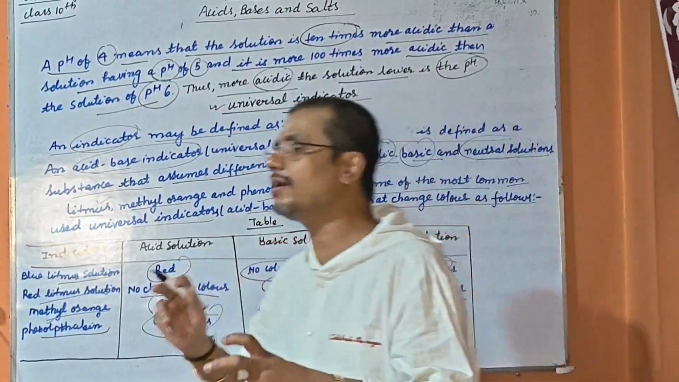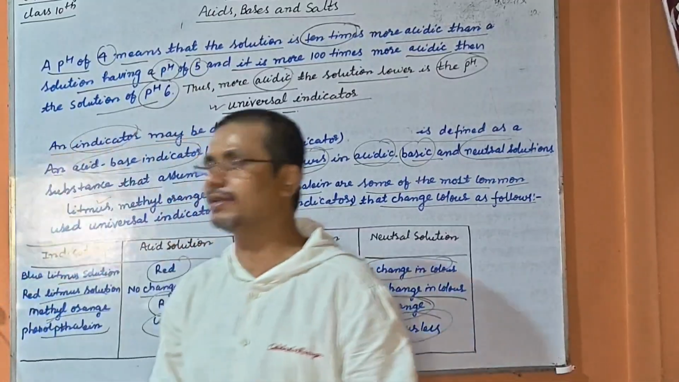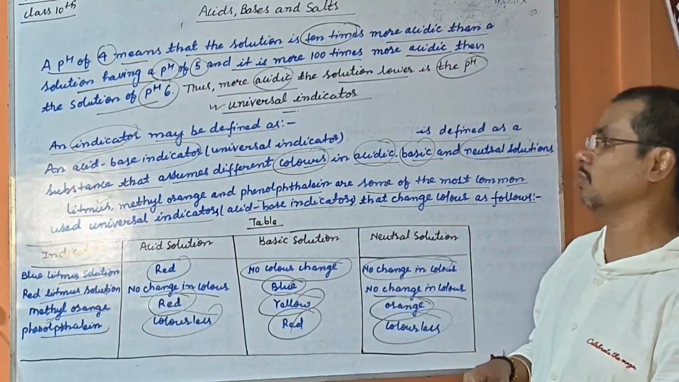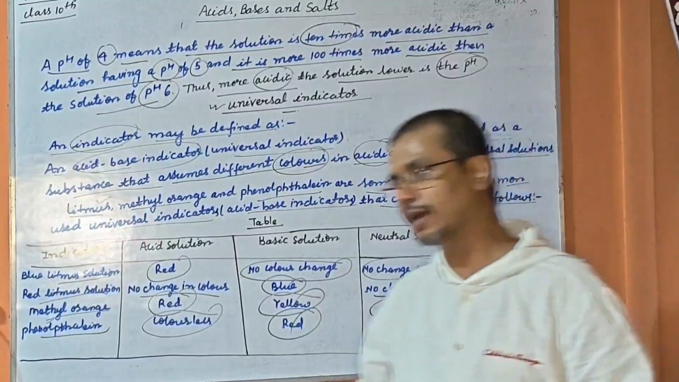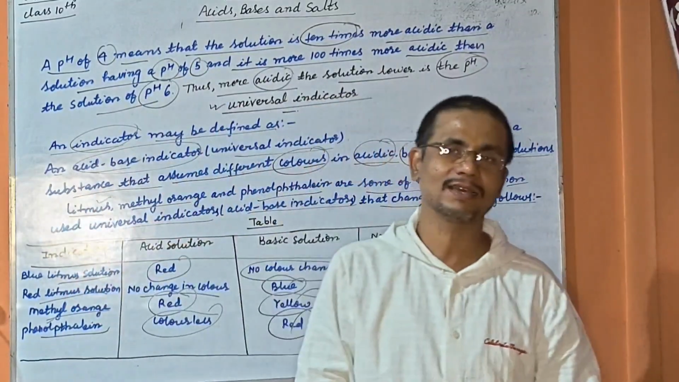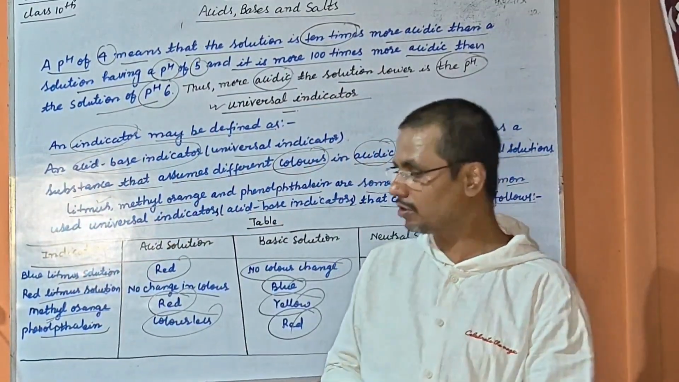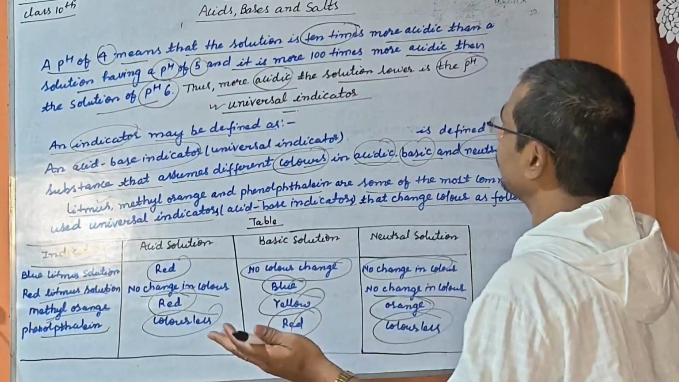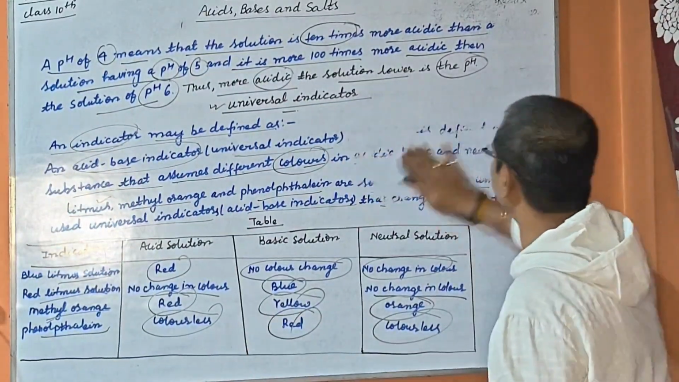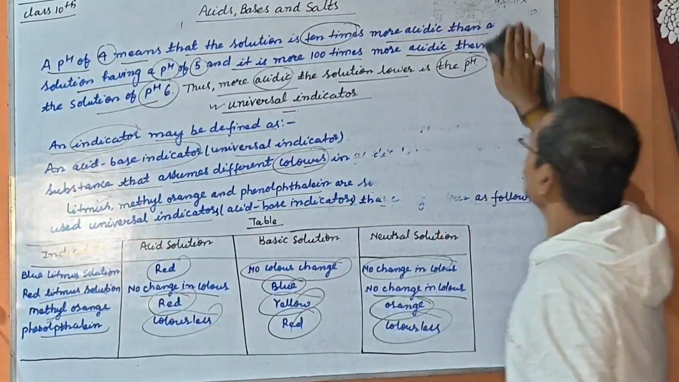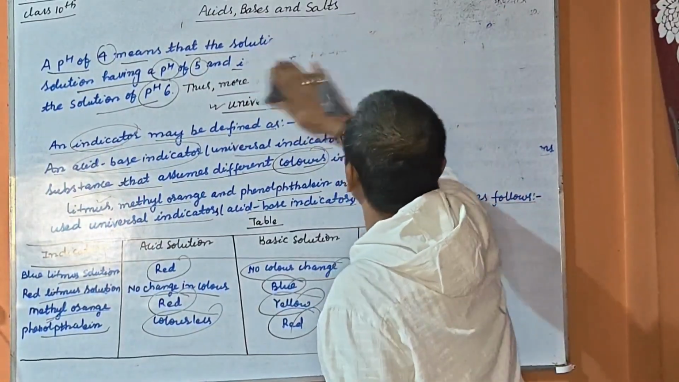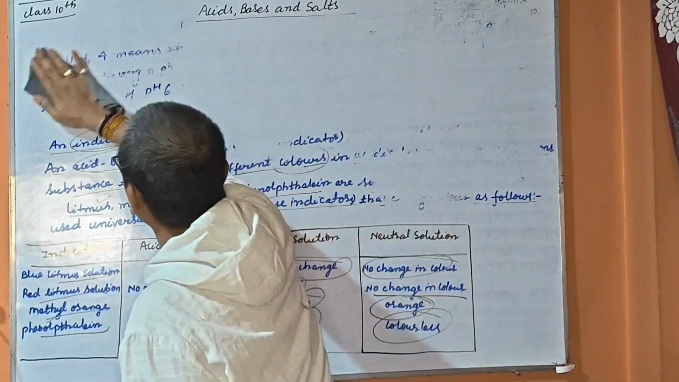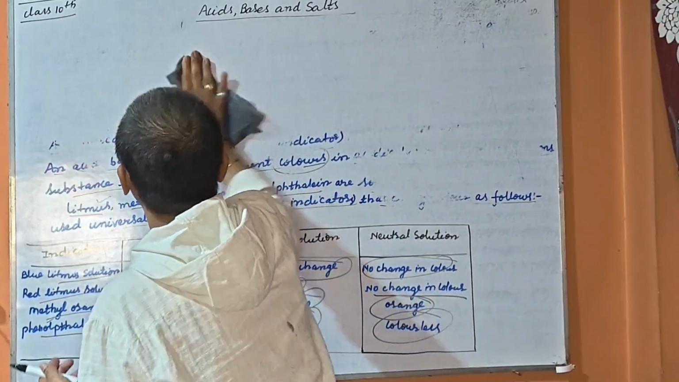So a universal indicator is a tool by which you can check the color of different acidic, basic or neutral solutions. So this is all about acid base indicators, color change, acid, base and alkali color change. Today we discussed the pH scale, and the next is the universal indicator.